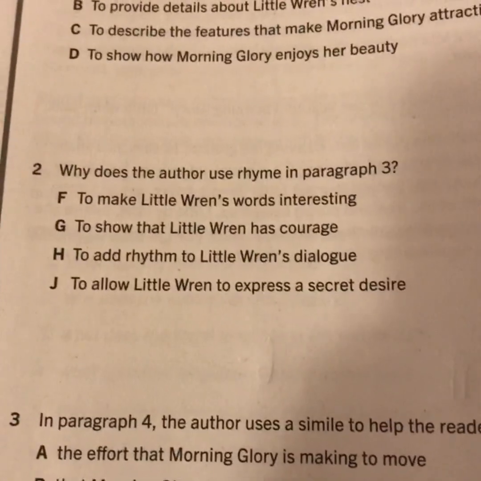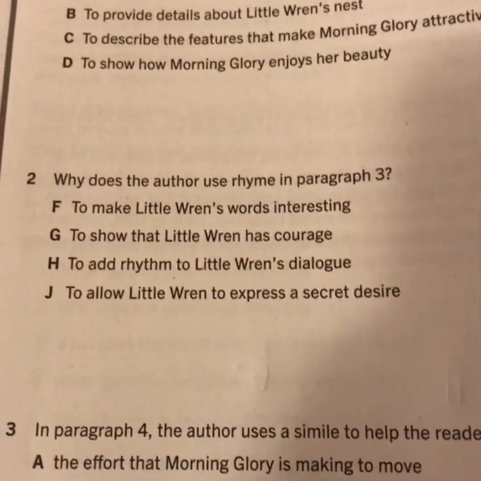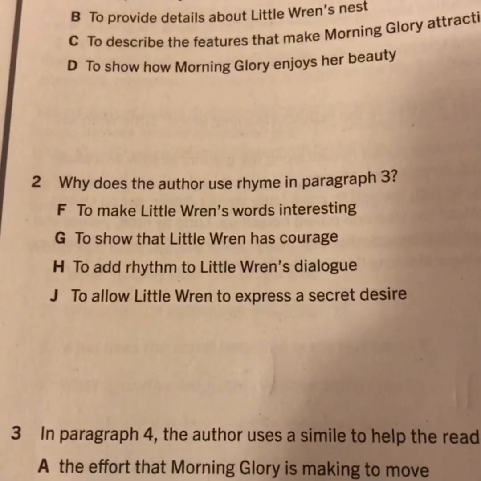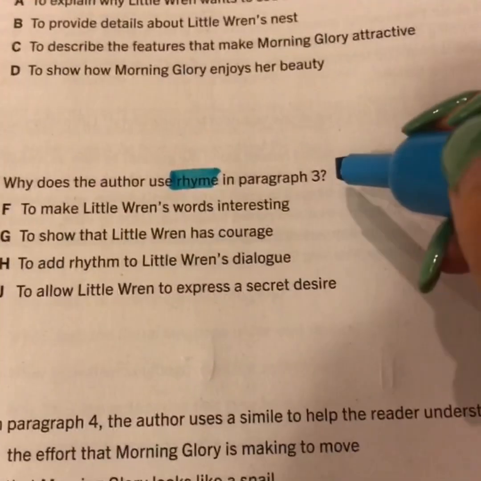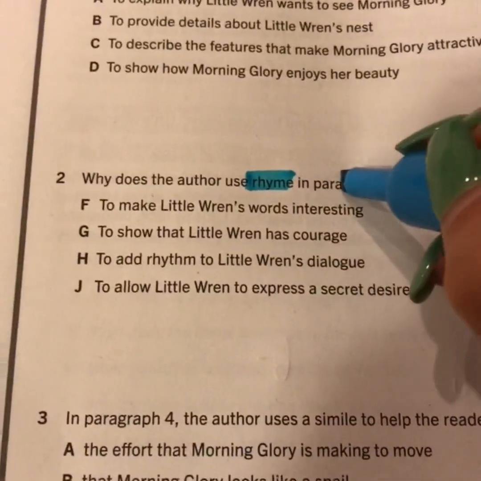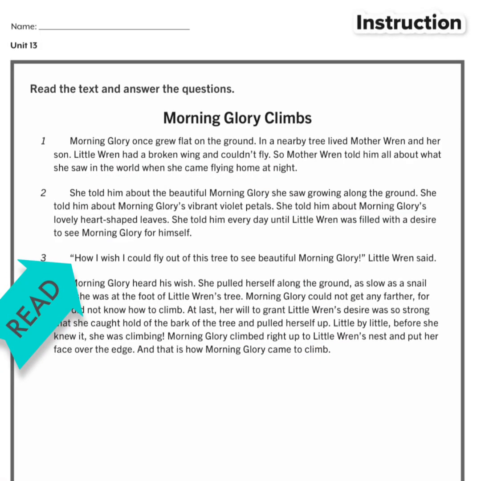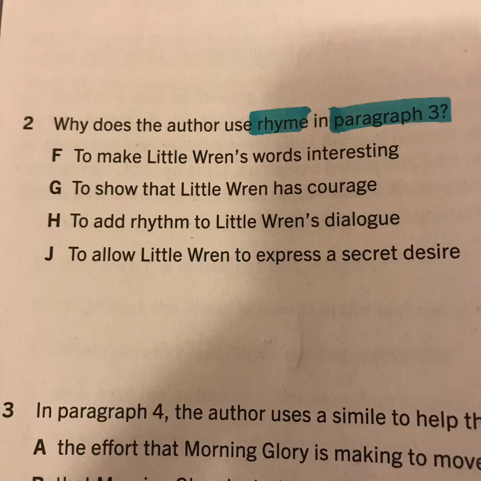Okay, let's move on to number 2. Number 2 is asking, why does the author use rhyme in paragraph 3? Keyword, rhyme. And where do I have to go back and reread? Paragraph 3. Now, it's very important for you to read this paragraph out loud so that you're able to hear the impact of the rhyme that the author is using. Now that you reread that paragraph aloud and you were able to hear that rhyming sound, let's take a look at your answer choices.